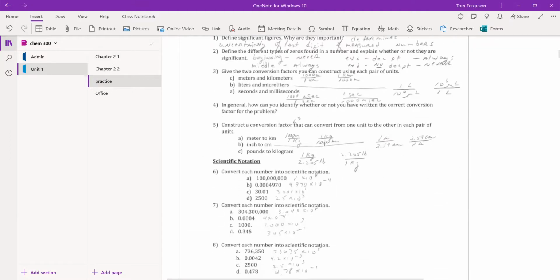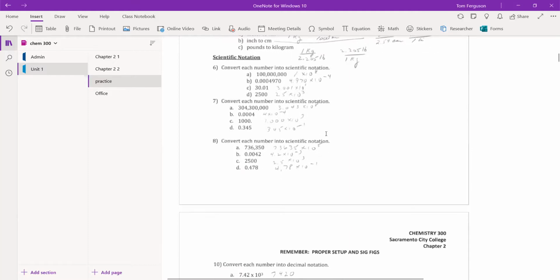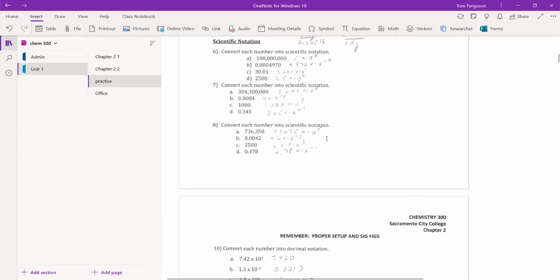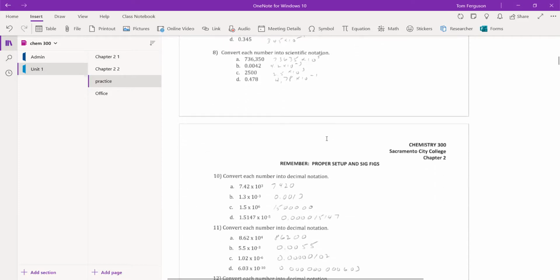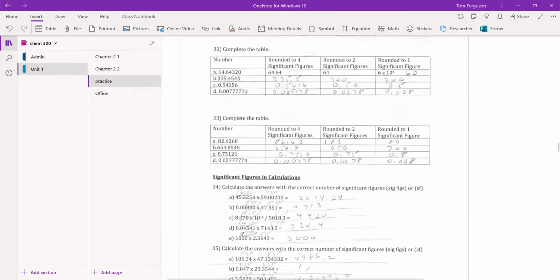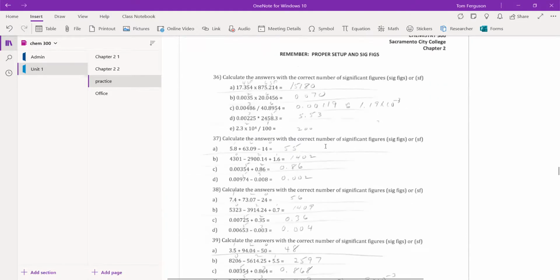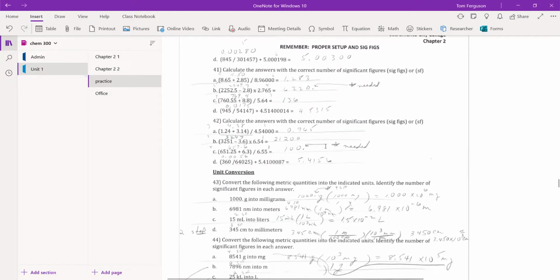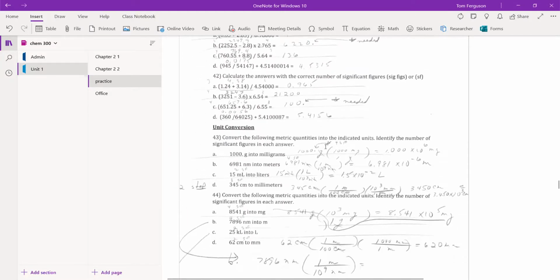So, do you have anything specific I can go over? I was looking at question 43, B. Okay, this guy here, right? Yeah. Nanometers to meters. Okay.